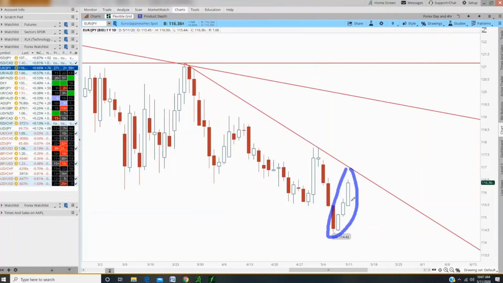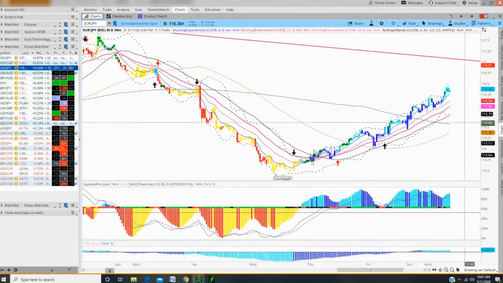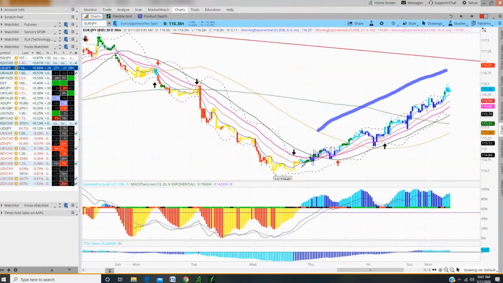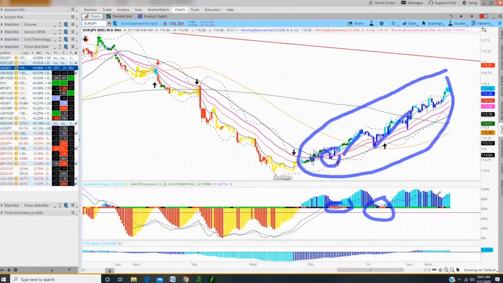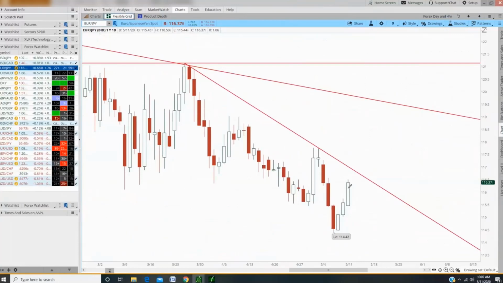So three up candles on the daily, but look at this. It's a beautiful uptrend on a smaller time frame. The 8 is above the 21, which is above the 34. And look at this. Squeeze. Rocket ship. Squeeze. Rocket ship. Squeeze. Rocket ship. Guess what? On the daily, where are we expecting it to go? Up here to resistance and then roll over.